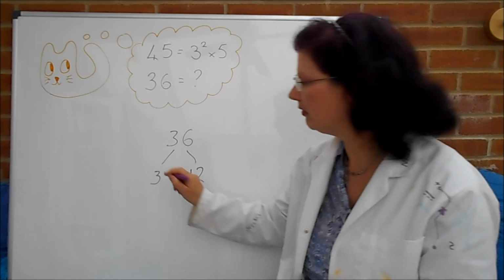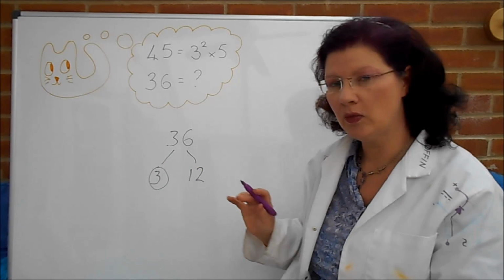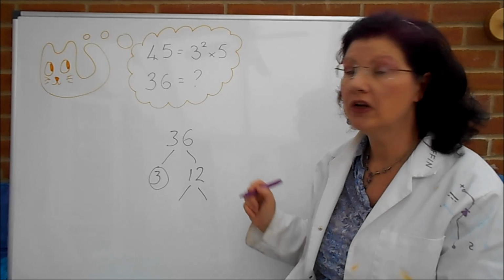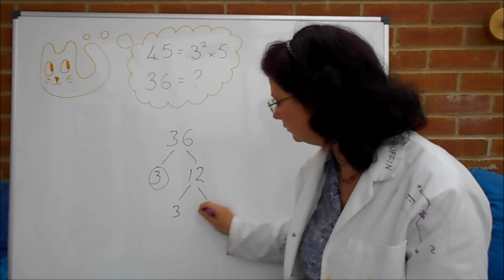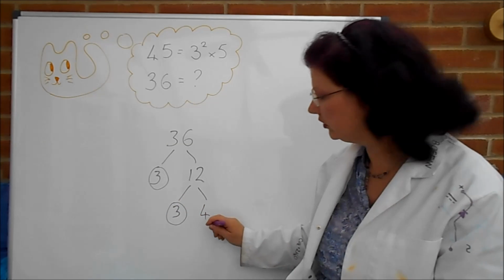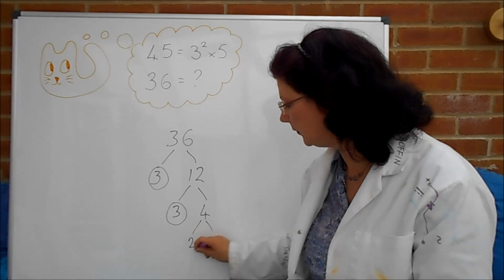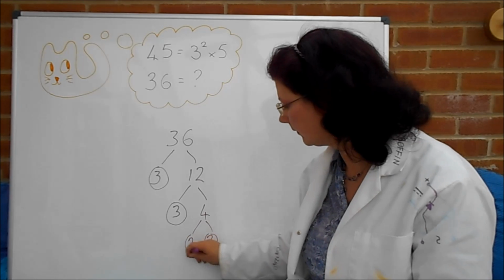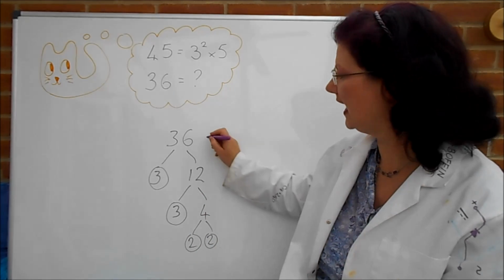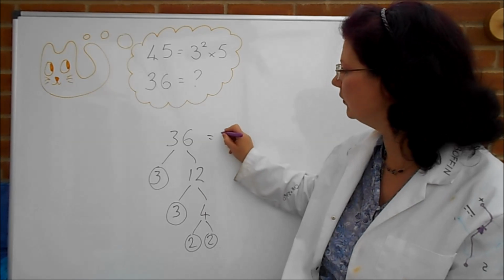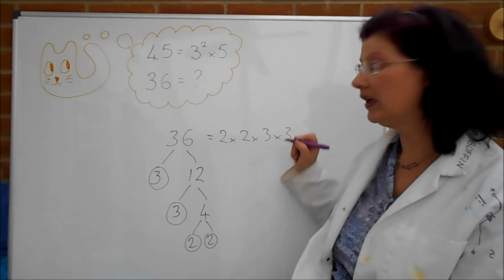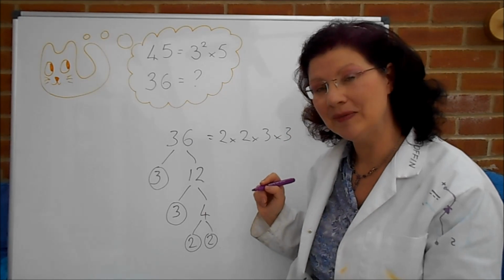3 is already a prime number, so that one's fine. 12 we can split up. 3 times 4, there's 3, another prime number, and 4 splits off into 2 times 2. Now however you started off by splitting 36, you will always end up with the same things. I'm going to do them in order. We've got a 2 times a 2 times a 3 times a 3. And if you multiply those up, you find they do come to 36.